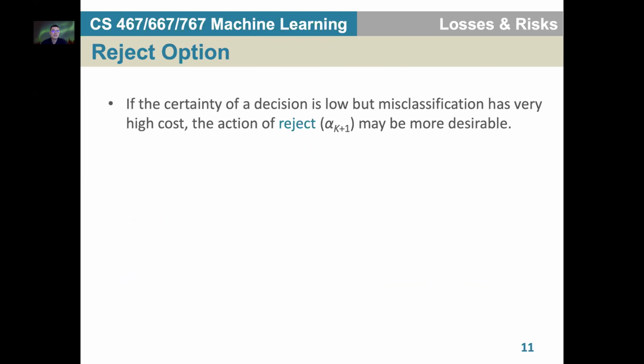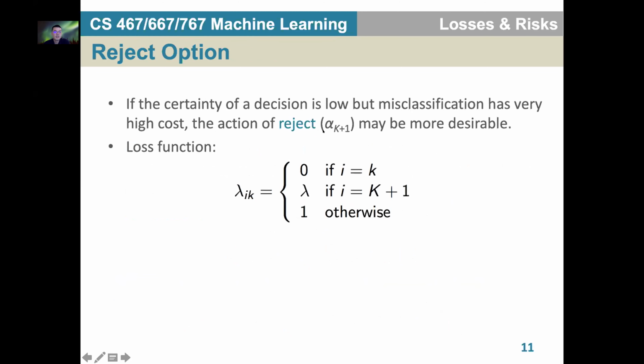Okay, now let's continue, okay? Reject option, right? So in certain cases, you can reject a class, right? So you can say, hey, I don't want to make a decision, right? So here the loss function will become something like this, right?